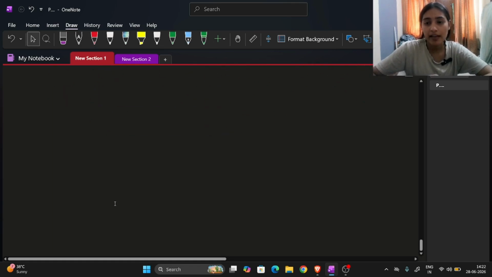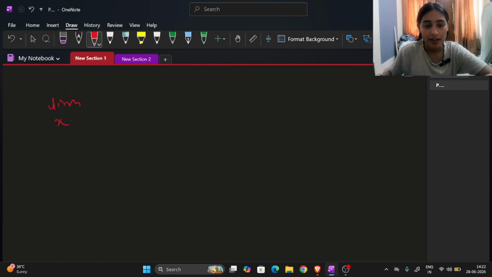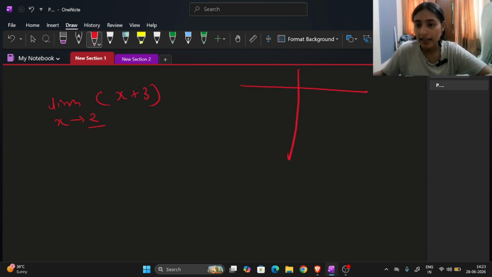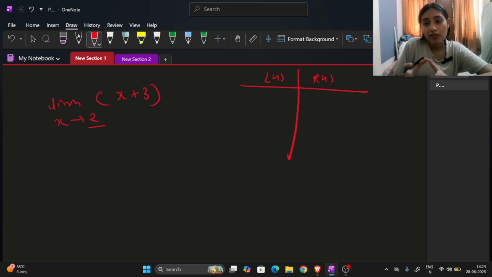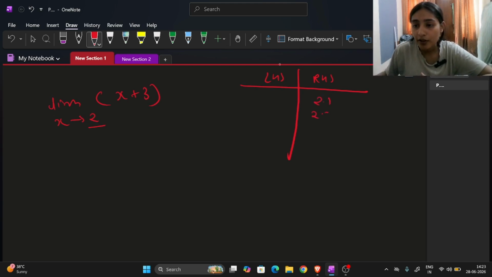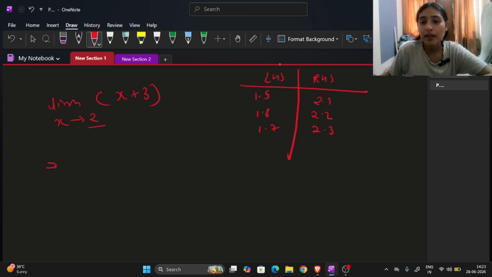Now let's solve another example. We have limit where x tends to 2, x plus 3. Now we have 2 on the scale. Let's first make a table of RHS and LHS. The numbers on the right hand side of 2 are 2.1, 2.2, 2.3, and the numbers on the left hand side are 1.9, 1.8 and 1.7. Now we put these numbers in, and let's see what the solution will be.